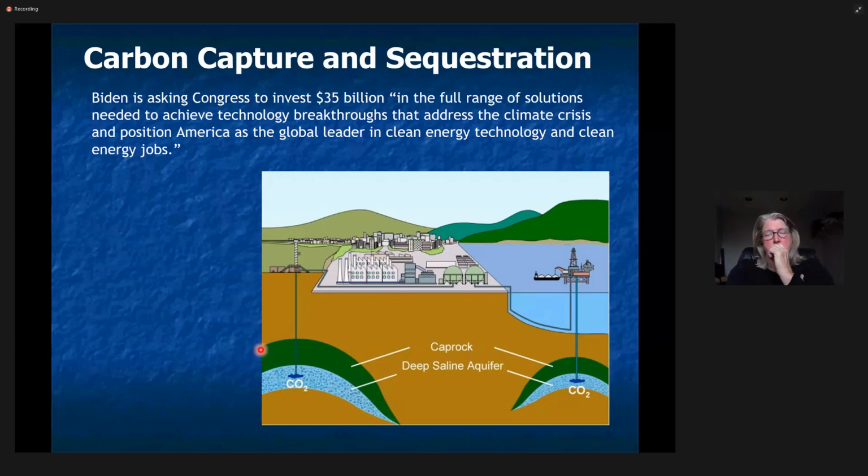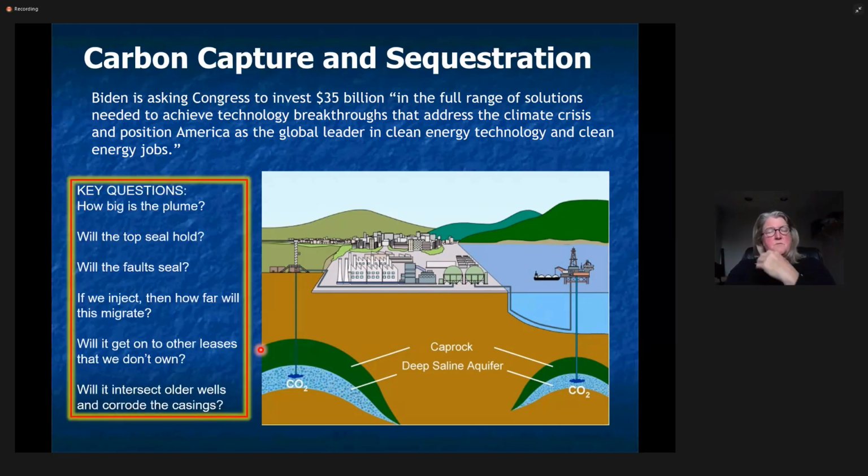Of course, the other area, and this is beginning to wrap up, but the other area for the landscape of geosciences is carbon sequestration, carbon capture and sequestration. Biden's asking Congress for $35 billion to generate solutions to the climate crisis, right? And it's apparent that we should be well prepared to transition our science, or expand our science, I shouldn't say transition it, into questions of carbon sequestration.